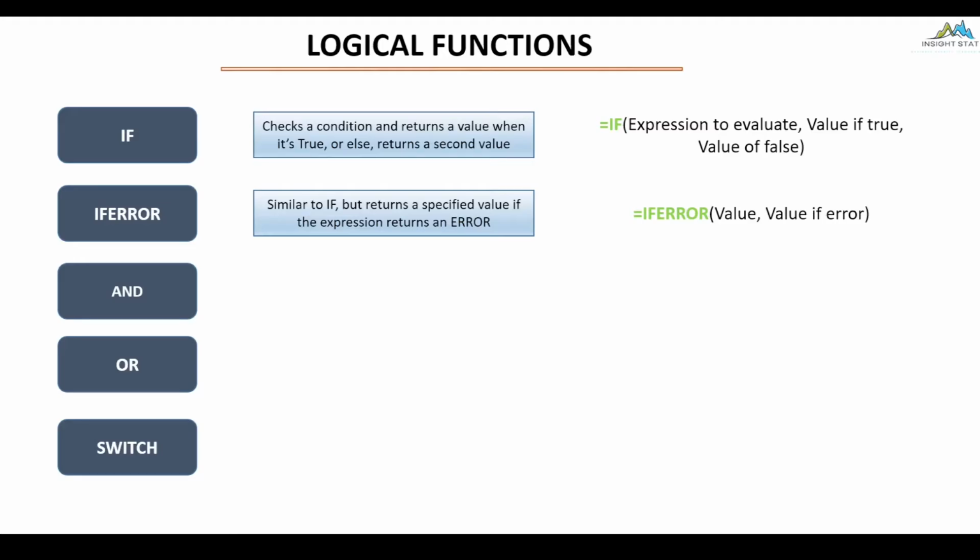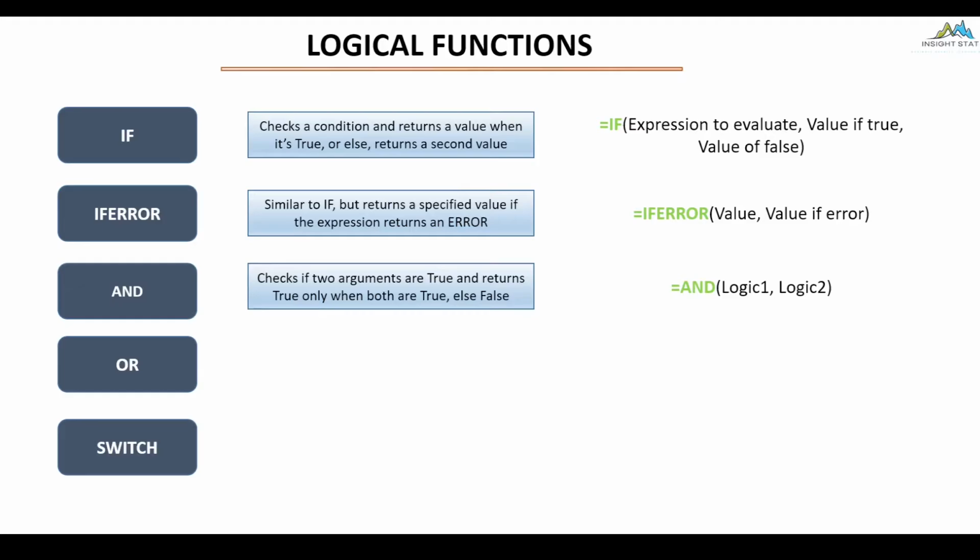Next we have AND. Again, it checks if two arguments are true and returns true only when both are true, else it will return false. Even if one of them is false, it will return false. AND will always evaluate two logics, and by rule it will only be two logics. If you need more than two logics to be evaluated, we cannot use AND. In that case we will use ampersand, just like we used in our previous video, right?